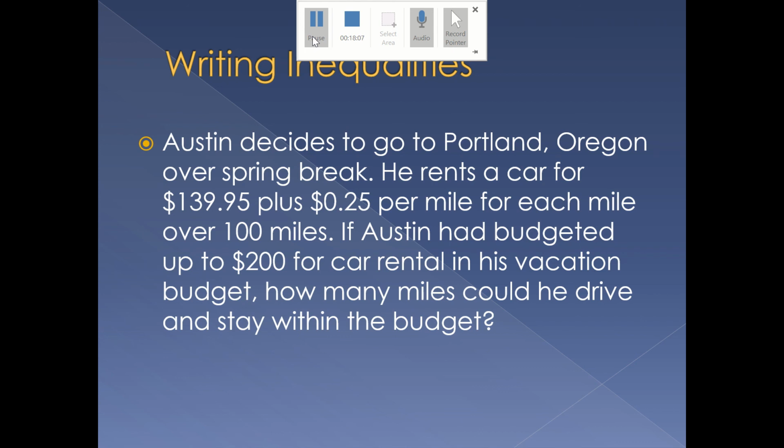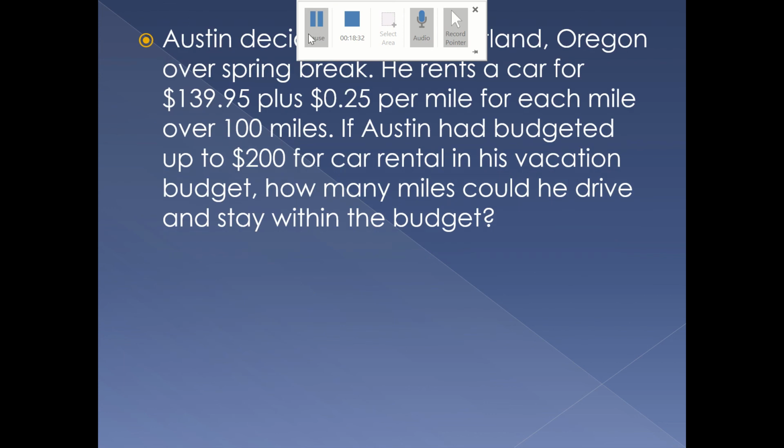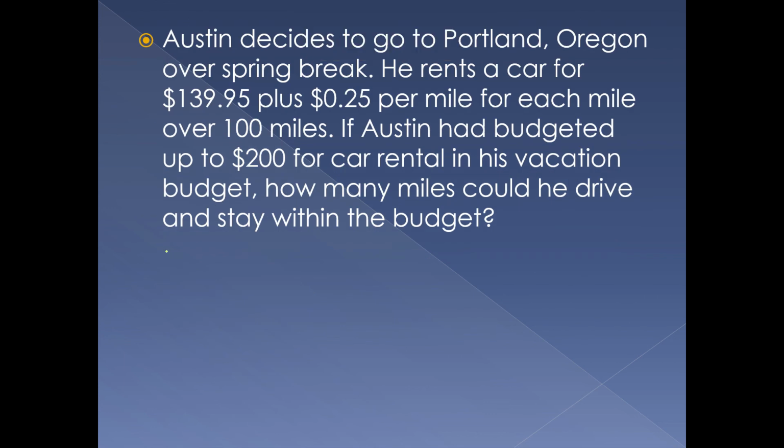So if he drives 0, he's still going to spend the $139.95. If he drives 50 miles, he'll spend $139.95. If he drives 100 miles, he'll spend $139.95. Every mile beyond that, he's going to spend 25 cents. So ask yourself, what varies here? What is the variable? All right, so my variable here, x, is going to be miles driven.